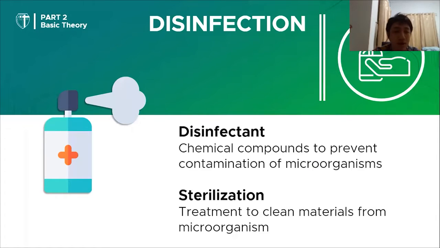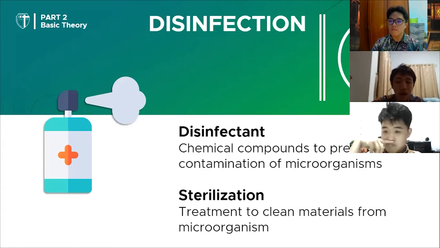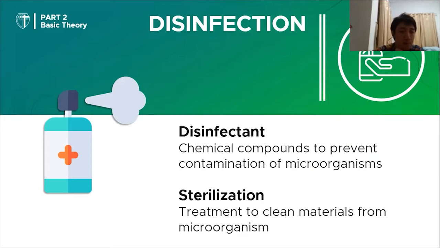The first one is about disinfection. Basically, disinfectant means chemical compounds to prevent contamination of organisms. And the process of disinfection is called sterilization. Sterilization means a treatment to clean materials from microorganisms. Nowadays, there are a lot of developments in the sterilization process, and one of them is the disinfectant chamber. These technologies are built to ease people and to optimize the process of sterilization itself. Okay, next slide, please.